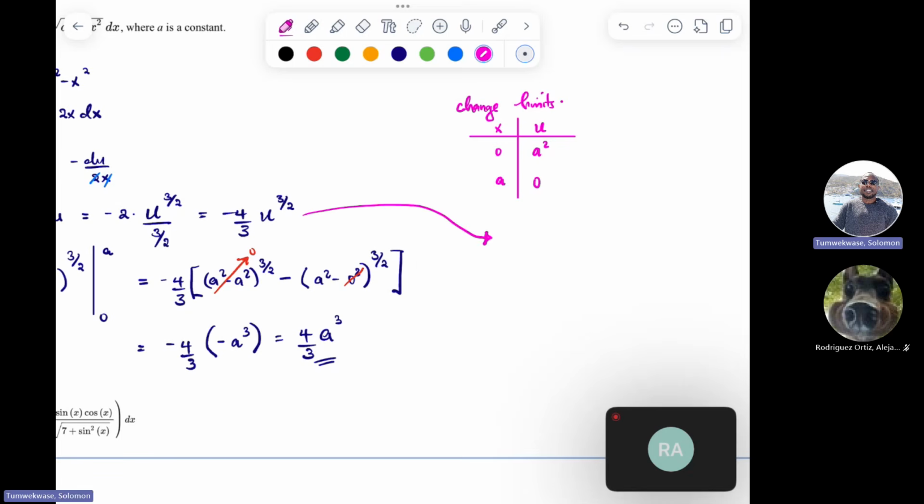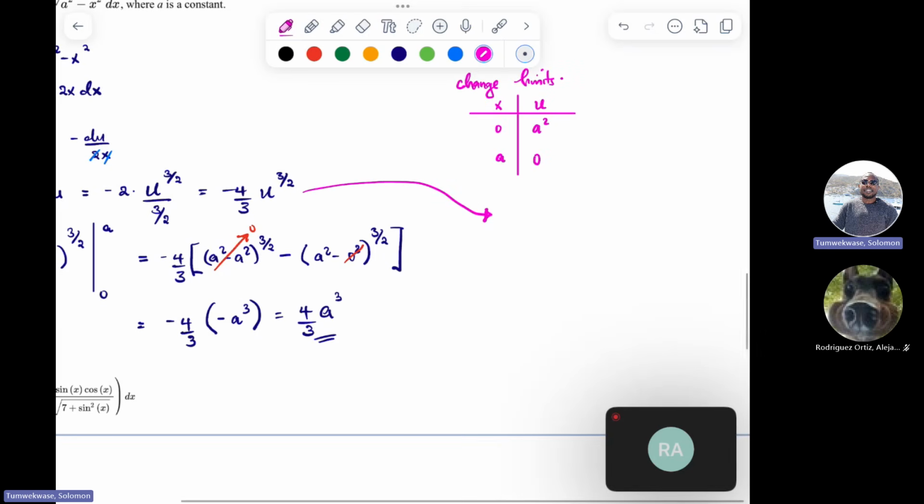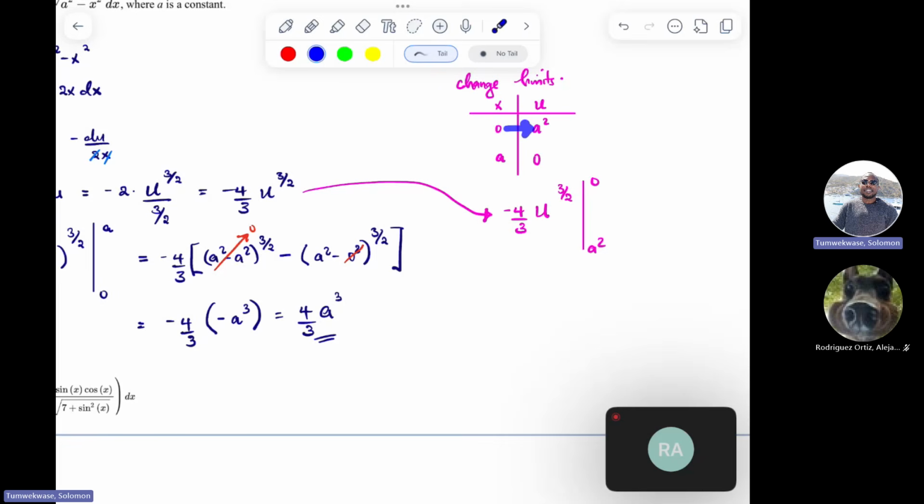Okay, so now come back to your final answer. Instead of going back to variable x, just keep your answer the way it is in u. And now you're evaluating from a squared to 0, because this was the lower limit in x, its corresponding lower limit is a squared in u. This is the upper limit in x, its corresponding upper limit is 0 in u. So this will be a squared to 0. But if you want really, you can substitute the limits directly the way they are here, you get an answer.